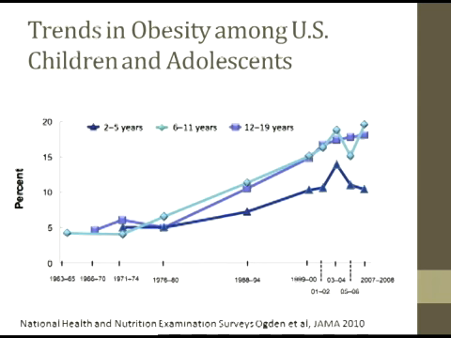So from the NHANES data, and this is from 2010, starting from about the 1960s all the way up to 2008, you can see in all age groups that there's been a steady increase in the percentage of obese children here in the United States, starting at about the 5% range and going up to upwards of 20%.